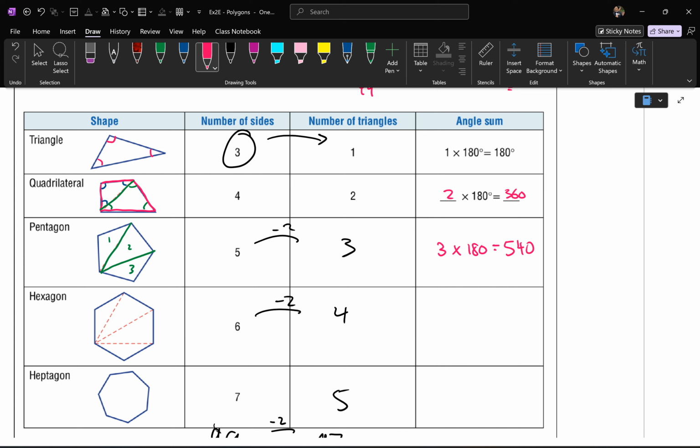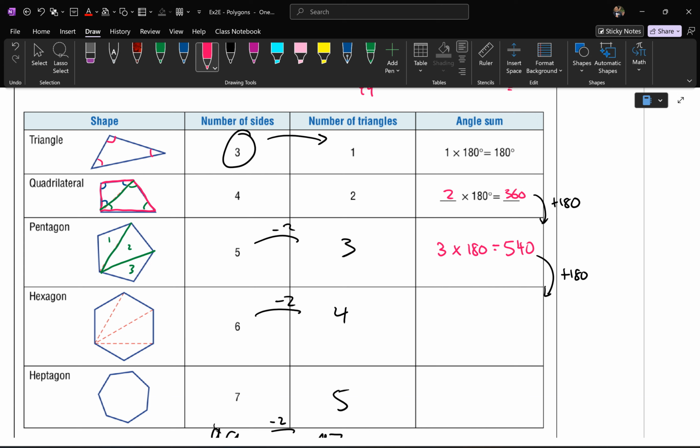540. Now, for those who weren't sure, all you have to do is add on an extra 180. Because you already know one group is 180, 2 groups is 360. Well, then 3 groups just add another 180. So that gives you 540. If you want to know the next one, just add another 180. So it goes up 180 every time.